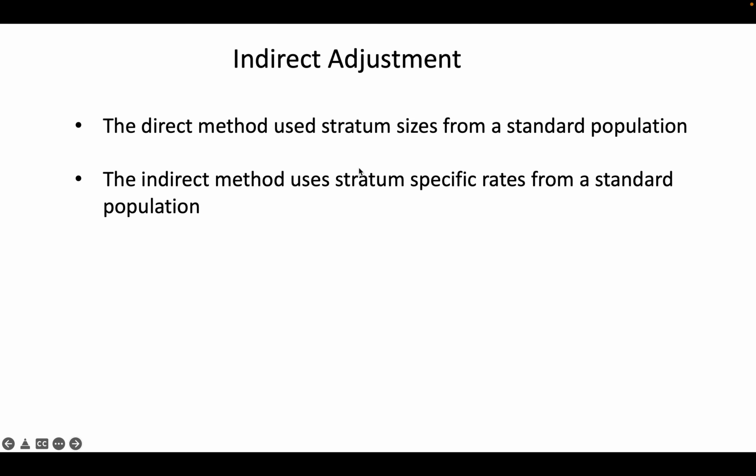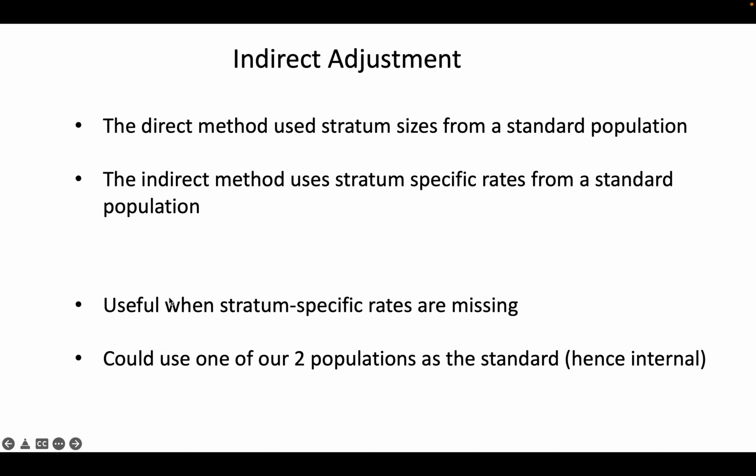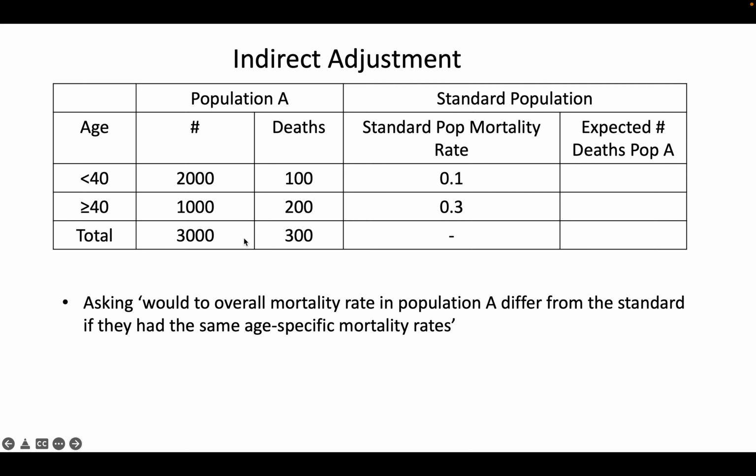from your population. And typically, it's internally standardized because you're just comparing two, and it would usually be like if I picked the developed country to be the standard and just standardize the undeveloped country based on the demographic structure of the developed one. So this will make more sense with an example. It's useful when we have stratum-specific rates missing, or we can use one of our two populations.